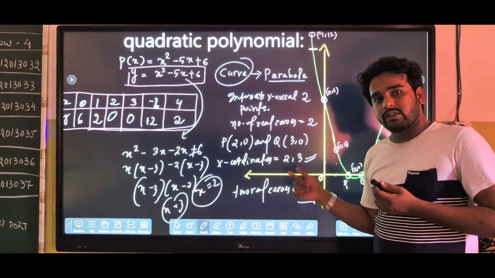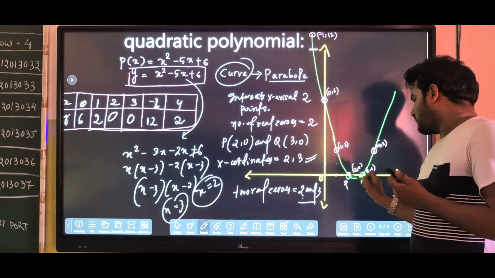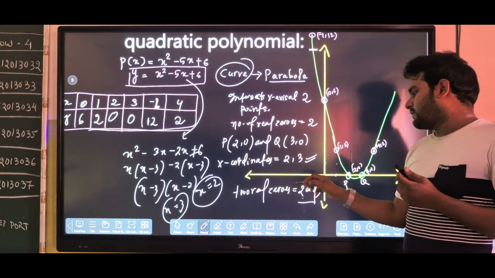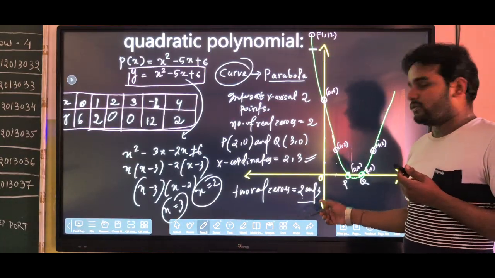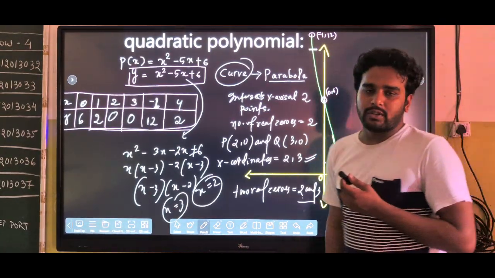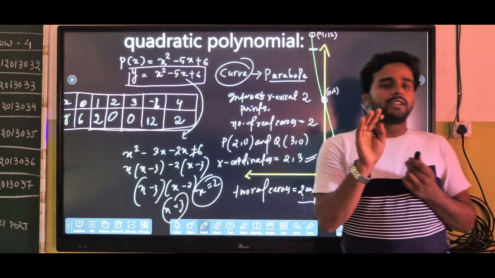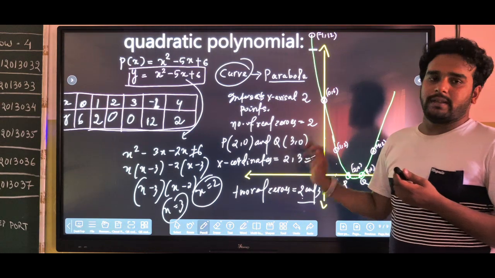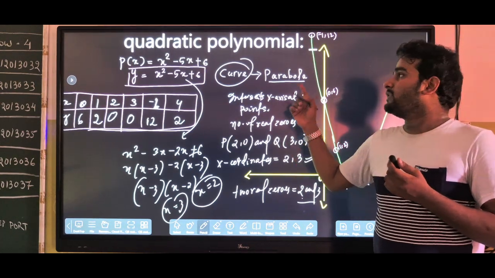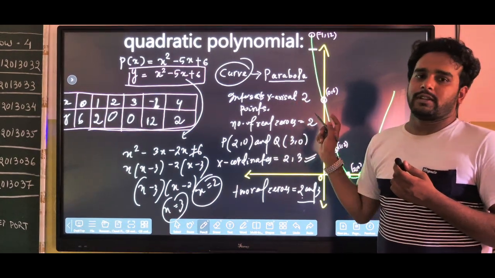So from this graph we have understood that the number of points of intersection is 2. And what are the points of intersection? 2, 0 and 3, 0. Hence zeros are 2 and 3. Clear? For a quadratic polynomial, maximum 2 real zeros are possible. So for this particular quadratic polynomial, what are the real zeros? 2 and 3. So this much you have to understand for quadratic polynomial and the graph.